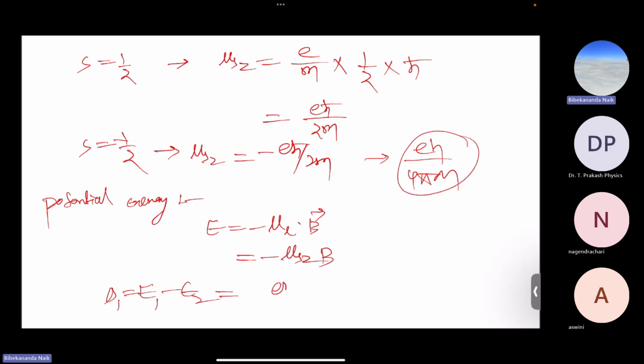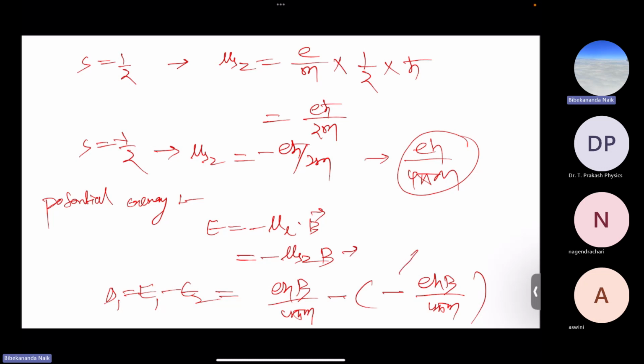So one value will be minus e h B by 4 pi m, and the other will be plus e h B by 4 pi m. When it is moving along the magnetic field, the value of m s is plus half, so putting plus half gives a minus sign. When it is anti-parallel to the magnetic field, putting minus half gives a plus sign. So one value will be e h B by 4 pi m, another minus e h B by 4 pi m.